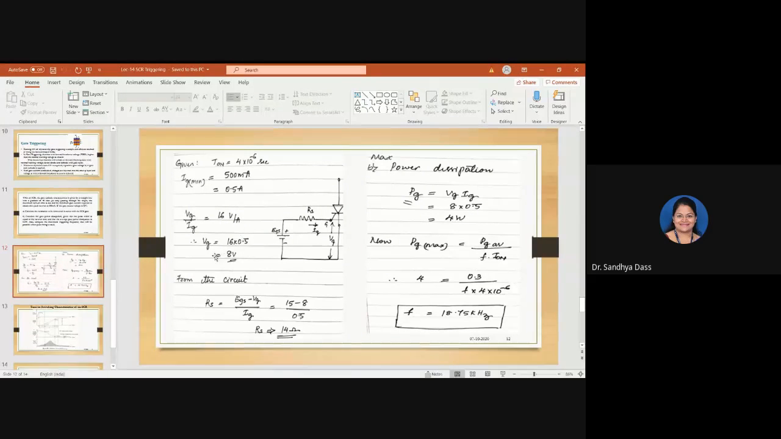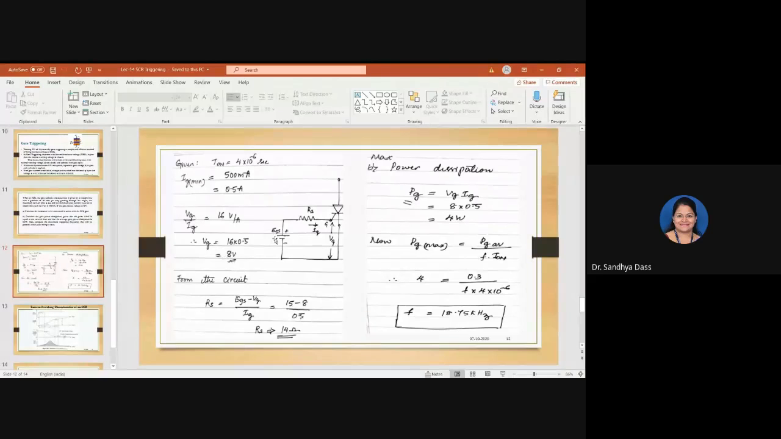So IG is already given there. IG is equal to 500 milliamps, which means it is 0.5 amperes. So when you substitute, you get VG as 8 volts. I hope you are noting down. If I'm fast, please let me know. Unmute yourself and speak.